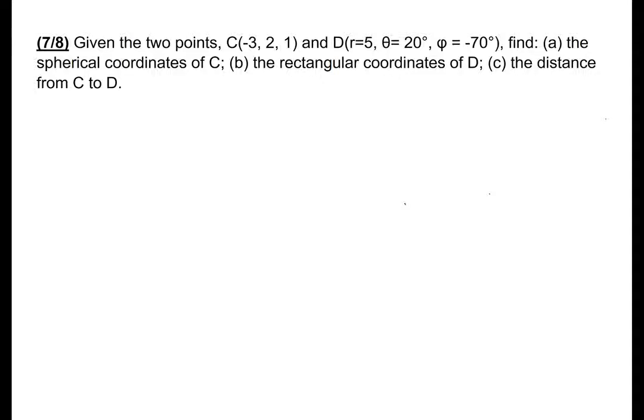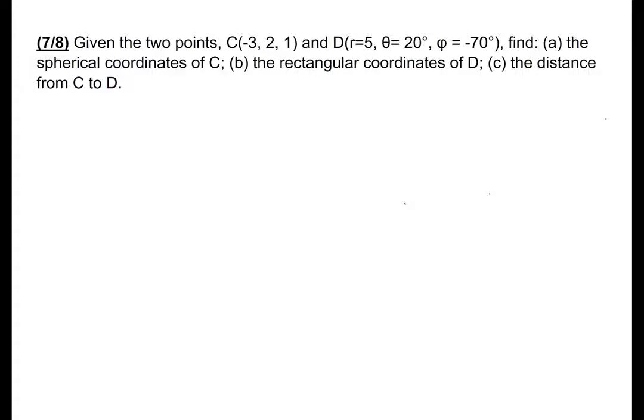Now, find first the spherical coordinates of C. This one, we can simply use the drawing, no? And then B, the rectangular coordinates of D. And then the distance from C to D. Take note, we're not dealing with vectors, okay? We're dealing with conversion of coordinates. So we can simply use the drawing that we have formed in the previous meetings, okay?